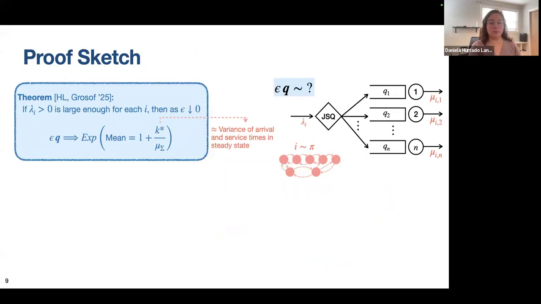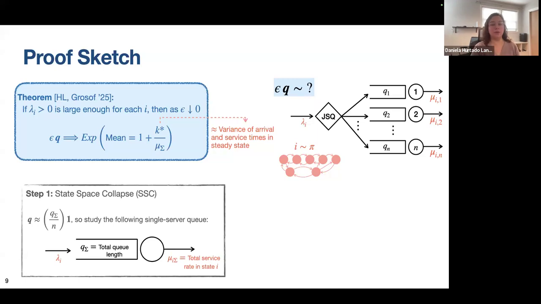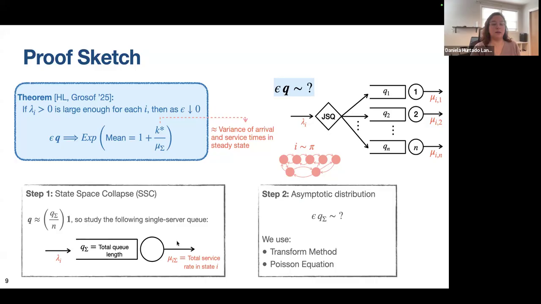So that's the result for reminders. In the proof, we start with epsilon times the vector of queue lengths, and we want to study that object. We're going to do that in two steps. The first step is state space collapse, where we show that the vector of queue lengths can actually be approximated by a single server queue, or in other words, it is sufficient to understand the behavior of the sum of queue lengths. And then in the second step, we study the heavy traffic distribution of the sum of queue lengths scaled by the heavy traffic parameter. In the second step, we will use a transform method and Poisson equations, both concepts I'm going to define in a minute. Okay. So any questions so far?